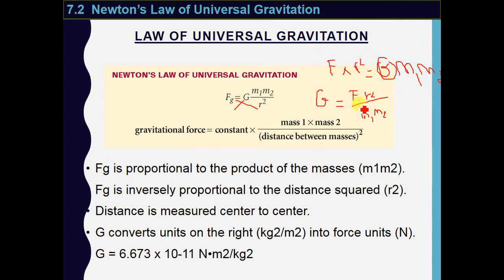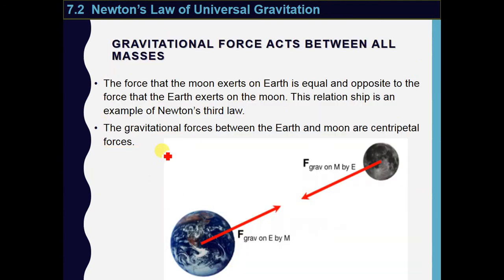So F is measured in Newton. Distance is measured in meters, and since it's distance squared, it's meter squared, right? Mass is measured in kilogram, and since we have mass times mass, it's kilogram squared. So the unit of G is Newton times meter squared per kilogram squared. This is the unit.